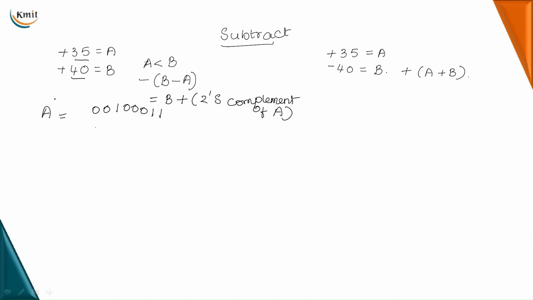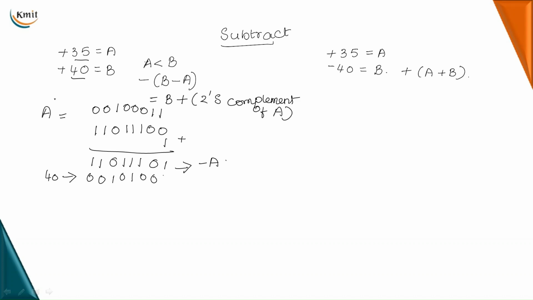So I have to perform 2's complement. I perform the 1's complement, 1, 1, 0, 1, 1, 1, 0, 0 plus 1, which is nothing but 1, 1, 0, 1, 1, 1, 0, 1. This is nothing but minus A. So I have to add B to this. What is B? B is nothing but 40. What is the binary equivalent of 40? 0, 0, 1, 0, 1, 0, 0, 0. Perform an addition. So this is B.